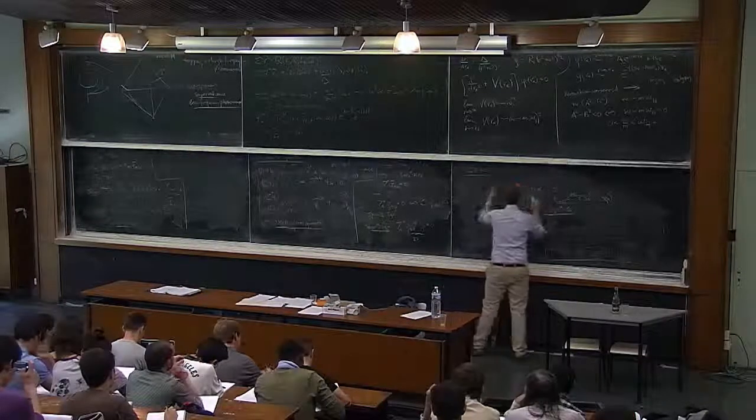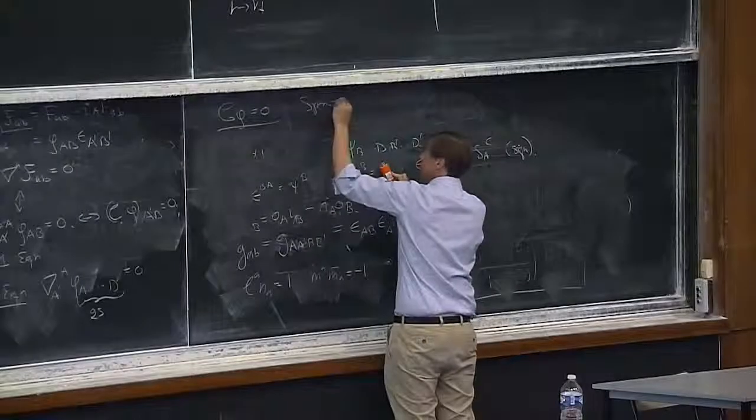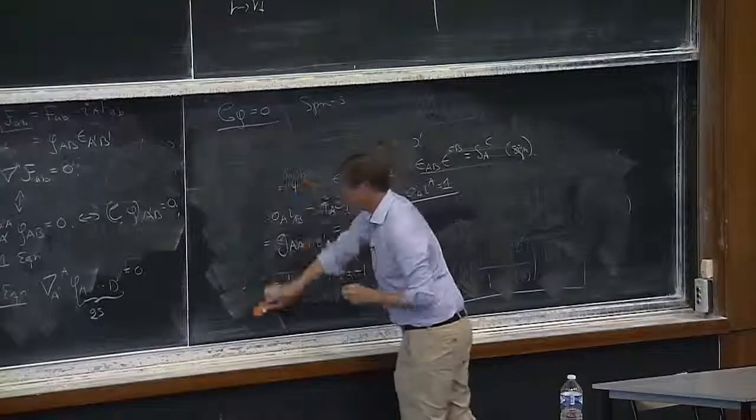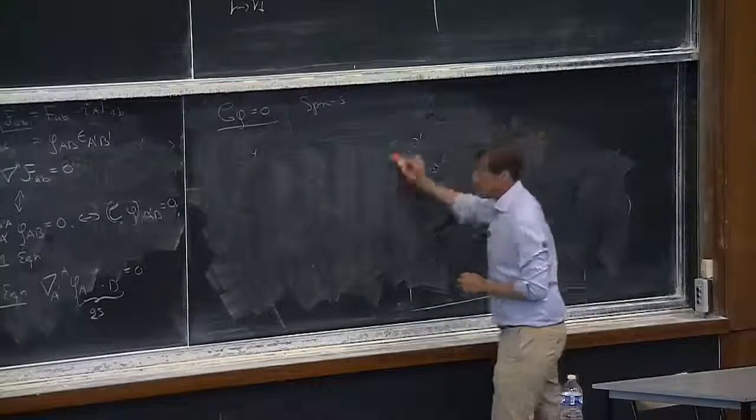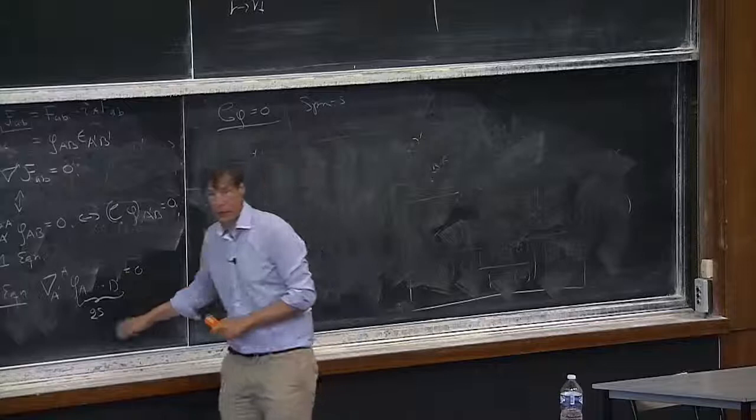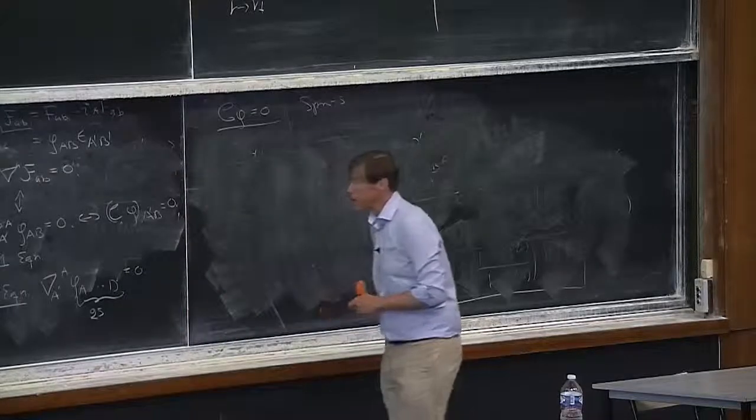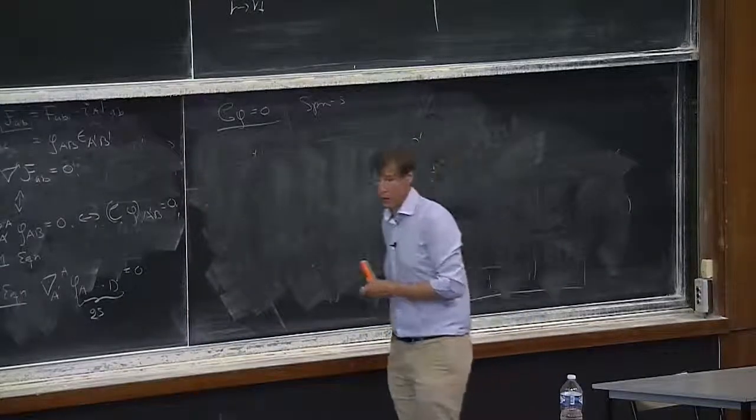So this is the spin S equation. And so for spin one, we have Maxwell. For spin two, this is the Bianchi system. Okay.